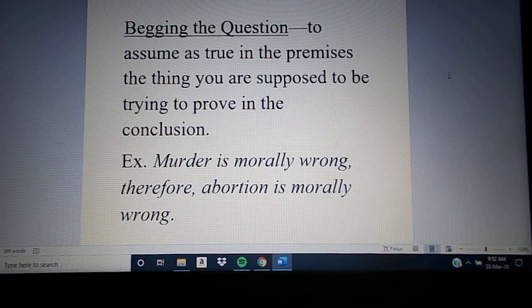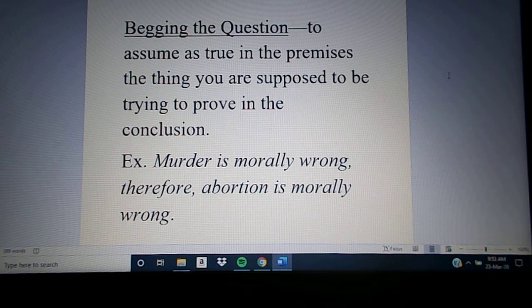Okay, we're moving on now to Chapter 13, which introduces the topic of begging the question. Begging the question is one of the most common fallacies that we have, and it occurs any time that we assume as true in the premises what we're supposed to be providing in the conclusion, or proving in the conclusion. Essentially, these tend to be circular arguments.